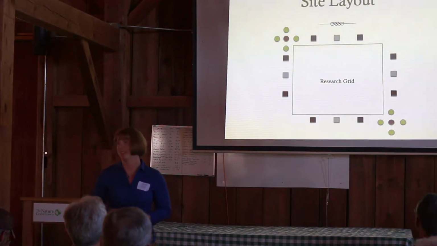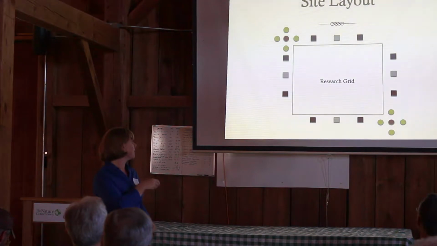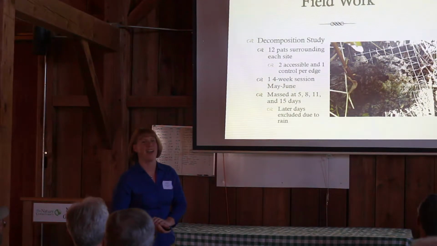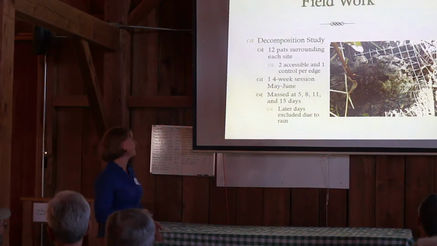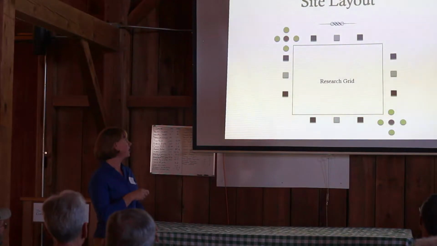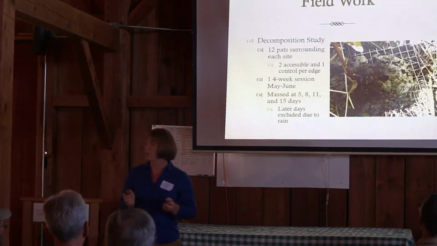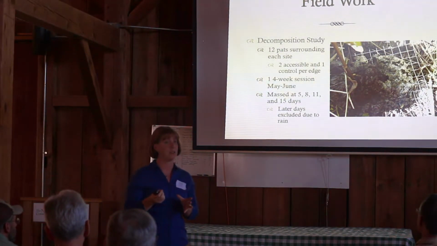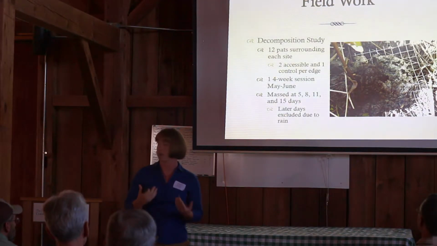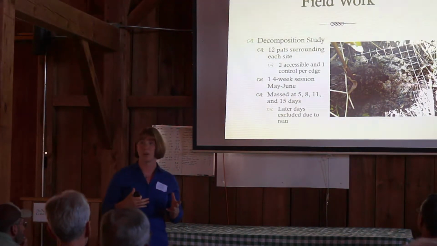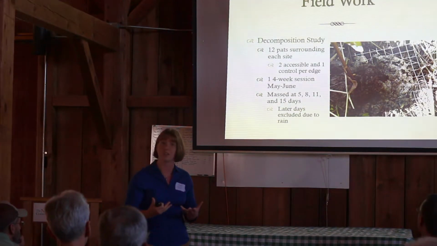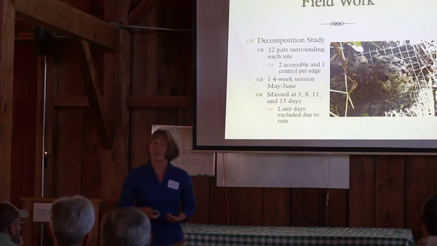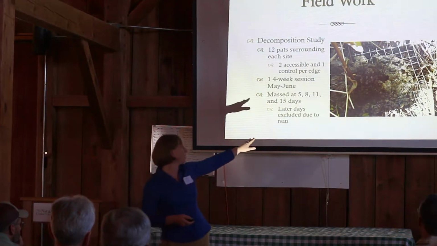So again, looking at my site layout, I also had these sets of squares, and those are my decomposition experiment. So I added 12 pats of dung surrounding each site, so 3 on each side, and the gray squares indicate the controls. These were dung pats that were completely enclosed in a wire mesh cage. The wire mesh was so fine that it excluded access from any dung beetles or other arthropods, but those controls were to show us the decomposition rate or the mass loss from the dung based on dehydration and also any microbial activity. The other 8 pats in each site look like the one that you see here.